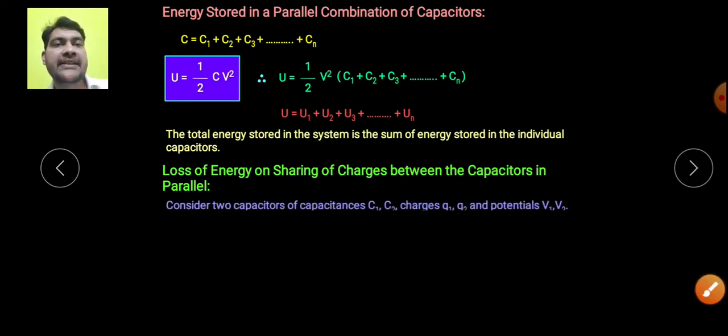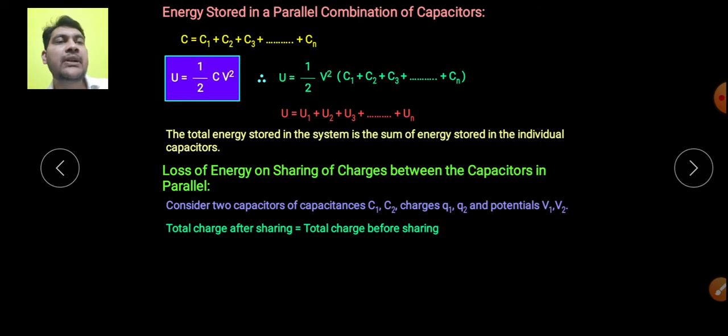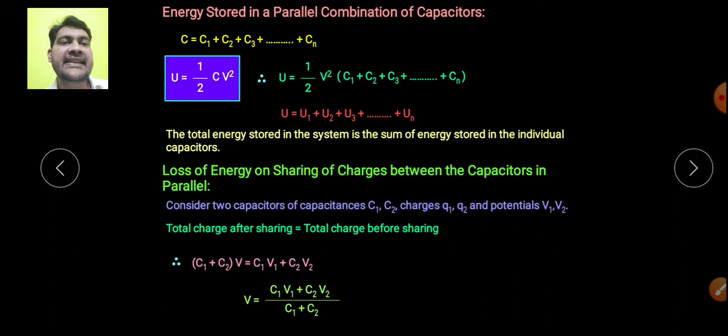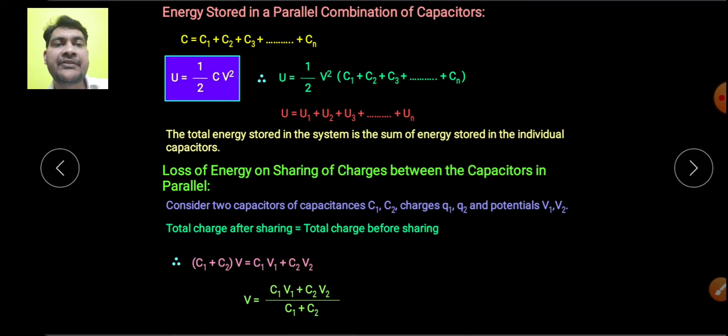So let us study. Consider two capacitors of capacitances C1, C2, charges Q1, Q2 and potentials V1, V2. And if you connect these in parallel, then total charge after sharing is equal to total charge before sharing. We know that charge is always conserved. Charge can neither be created nor be destroyed. So the total charge that was stored on the capacitors before sharing will be equal to total charge after sharing.